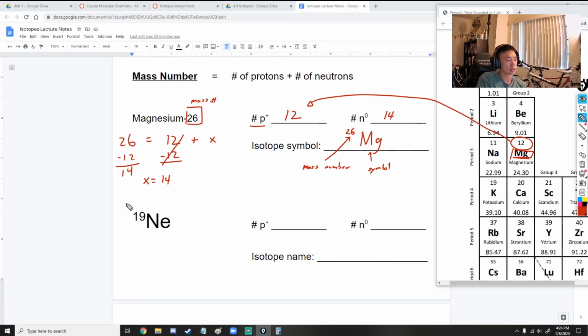Alright, so if you think you could try this next problem on your own, pause the video and try it out, but for everybody else, I'm going to take it step by step. So we have 19 Ne, and we just said that this number on the top left is the mass number.